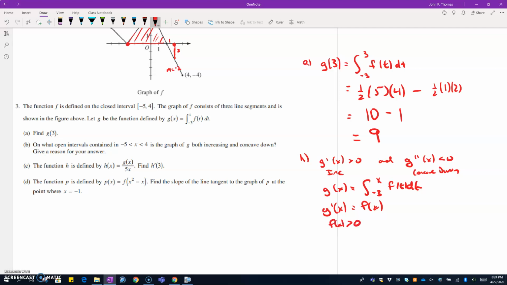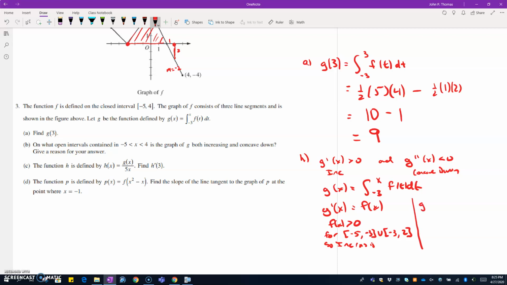All right, from the graph, this happens from -5 to -3, union from -3 to 2. And that's all increasing. So increasing on those intervals. All right, then we're going to look at the second derivative.